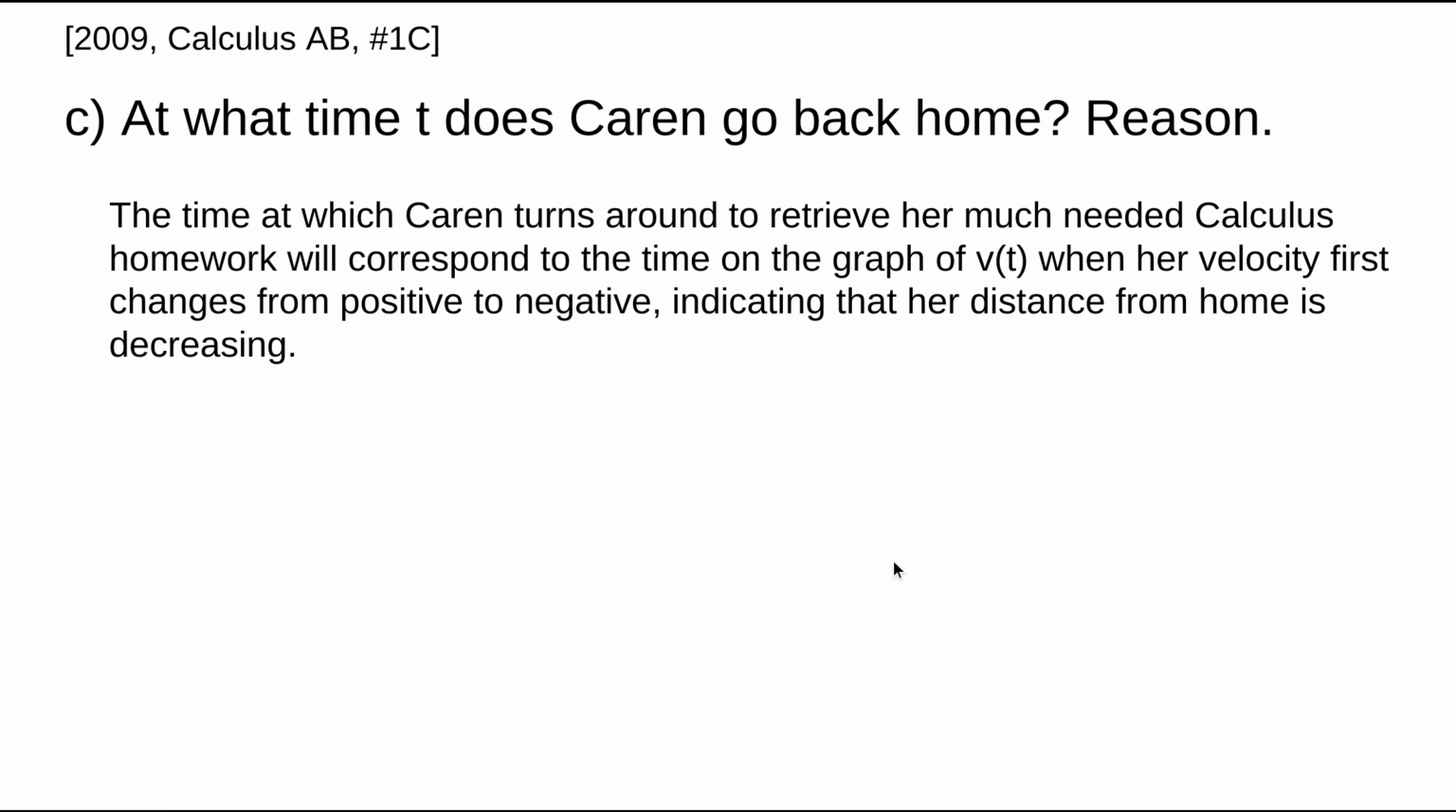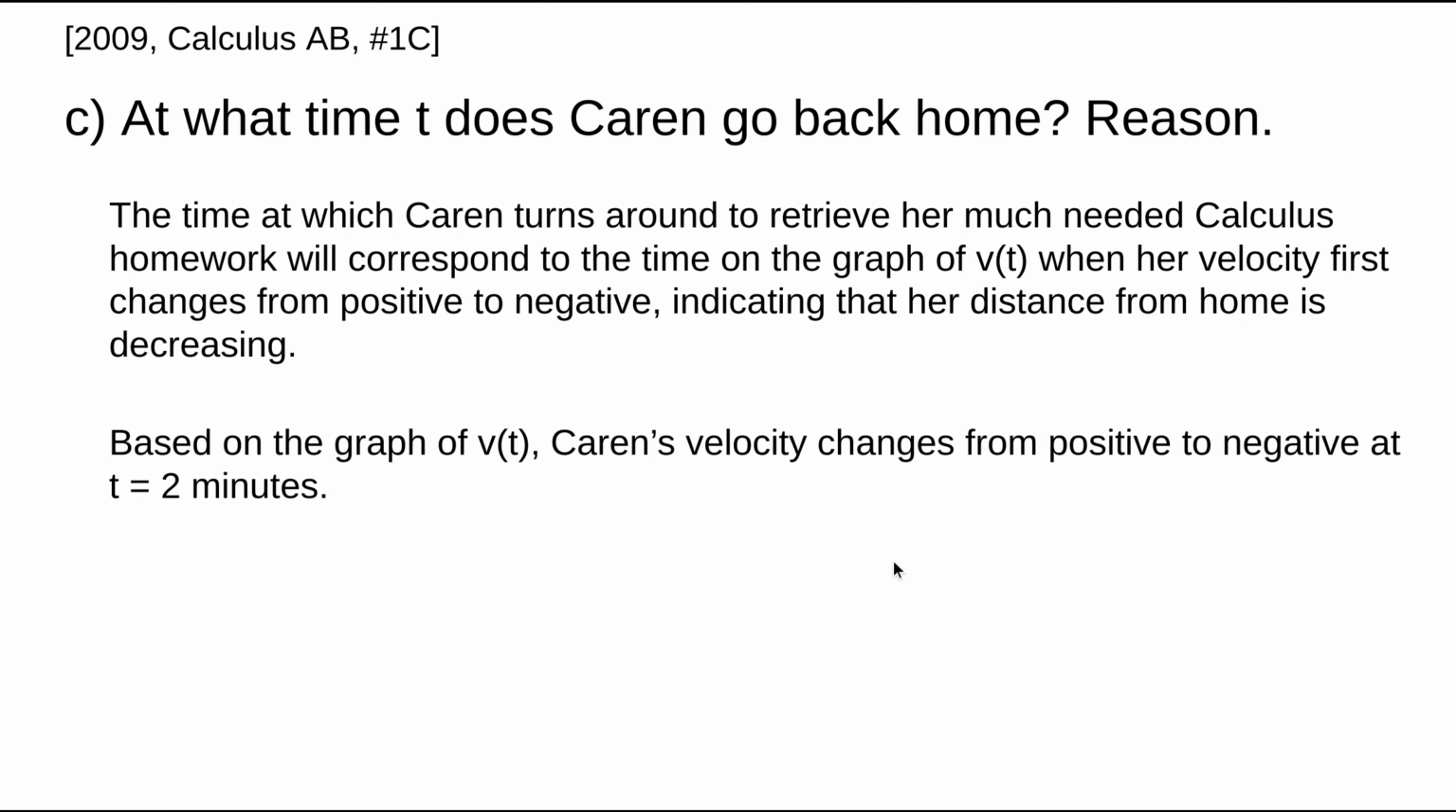So in order to identify the time where Karen turns around and starts riding back home, that would indicate where her distance from home is now decreasing. She's getting closer to it. And so really in the language of calculus, what we're looking for is Karen's velocity needs to change from positive to negative. I'm sorry, her distance from home is changing from increasing to decreasing.